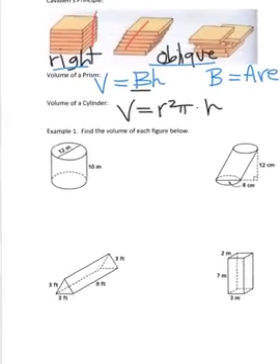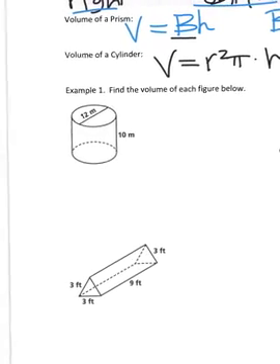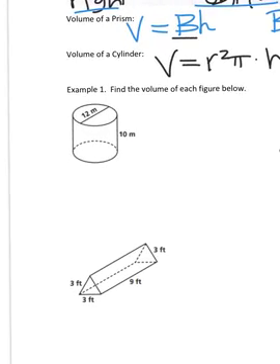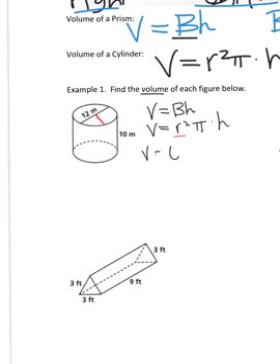So right here, find the volume of each figure. You're going to write the formula. Volume is the area of the base times the height. But in this case we have a cylinder, so it's r squared pi times the height. In this one the r is 6. So volume equals 6 squared pi times 10.